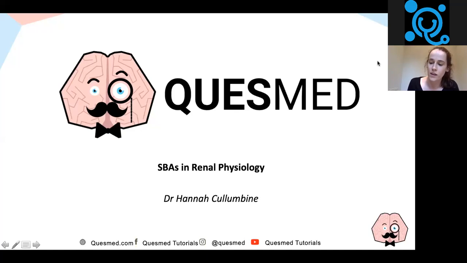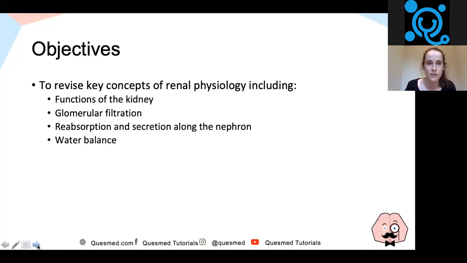So without further ado, our objectives for this session today are to revise the key concepts of renal physiology, including the functions of the kidney, glomerular filtration, reabsorption and secretion along the nephron, and water balance.